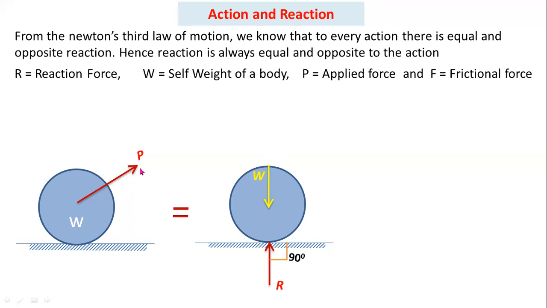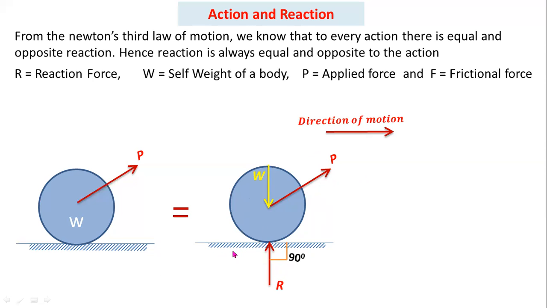Now here we are applying an externally applied force P with an angle theta with respect to the x-axis like this. When you apply the externally applied force, then this roller will move in the right side direction. For rough surfaces you have to consider frictional force.